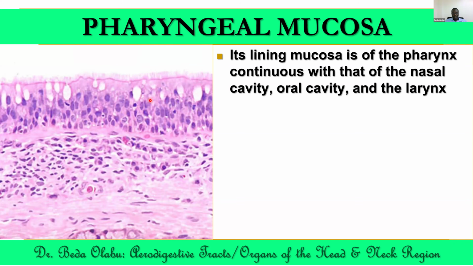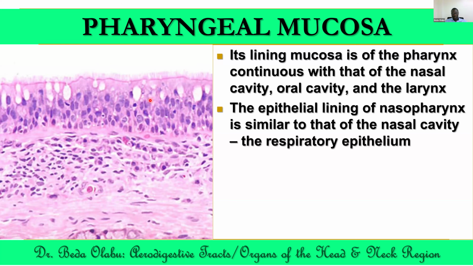And generally speaking, this mucosa will be similar to the mucosa of the nasal cavity, being respiratory epithelium, in particular at the level of the nasopharynx. So when you look at the pharyngeal mucosa at the level of the nasopharynx, it will be similar to the respiratory mucosa that we noted in our previous class on the nasal cavity.